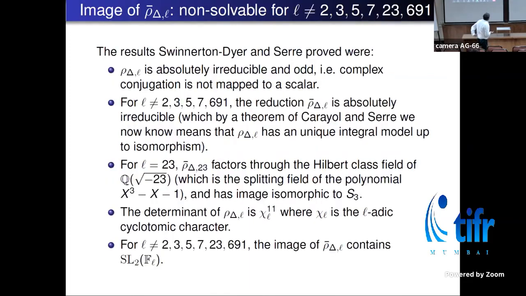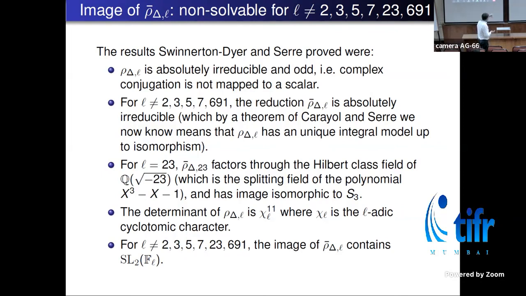Okay, so for example, what did Serre and Swinnerton-Dyer exactly prove? So they proved that this l-adic representation is an irreducible representation, and it's odd in the sense that when you evaluate it at the conjugacy class of complex conjugation, it gets mapped to (1, 0; 0, -1), and not a scalar. They also proved for l outside this exceptional set that the reduction is absolutely irreducible, which is a stronger statement than the l-adic thing being irreducible.